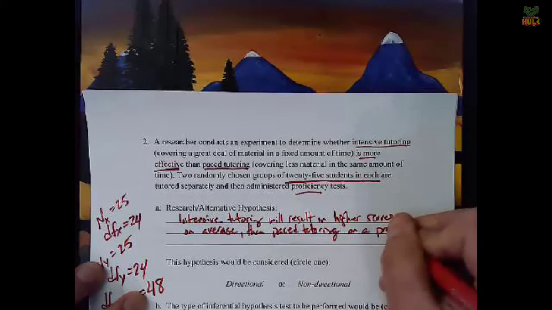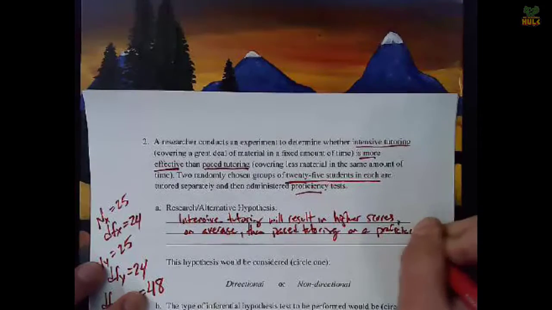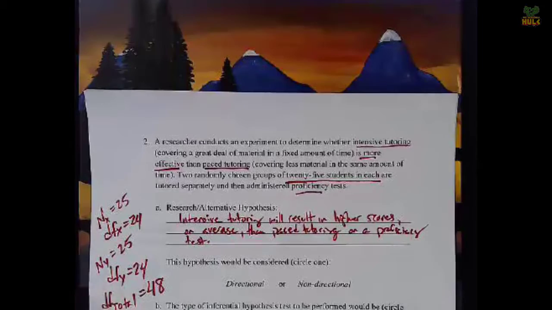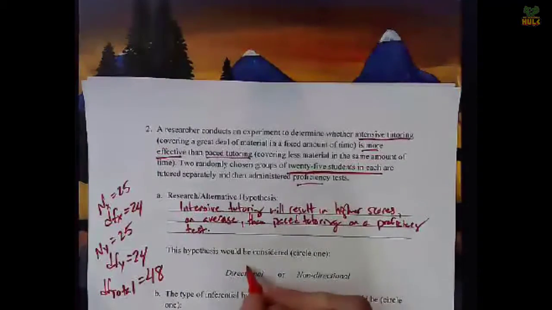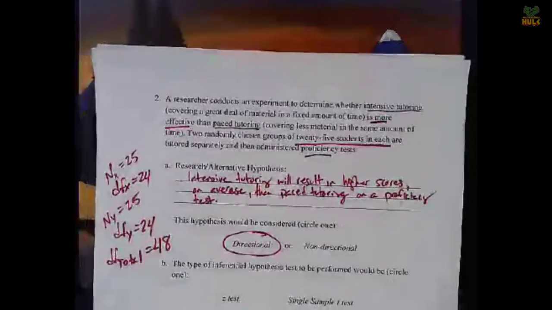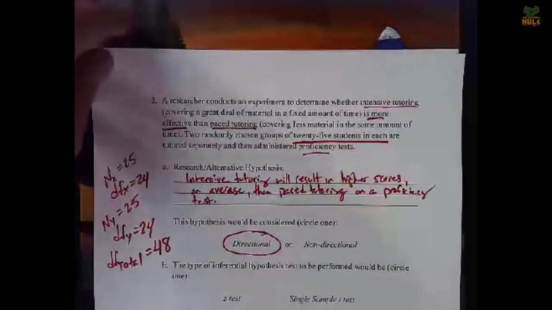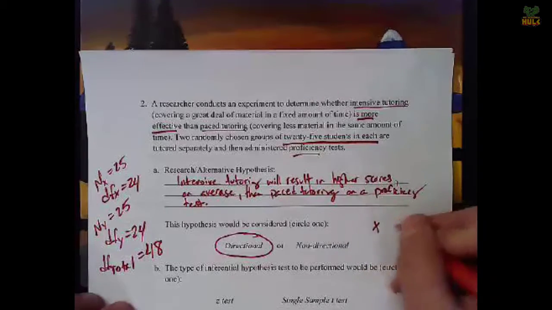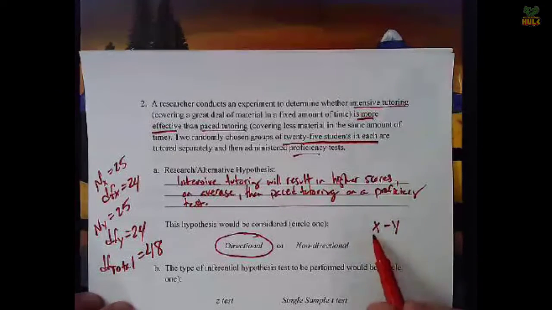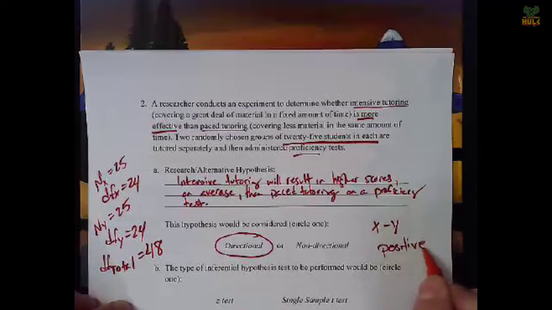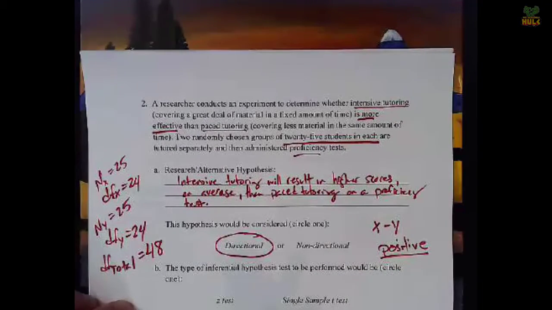On a proficiency test. Okay, so that is a directional hypothesis. What direction is it? Well, it's saying that intensive tutoring is going to be more effective, so higher scores, higher values, than paced tutoring, which means our x values will be higher than our y values, and our formula is set up as an x minus y, and that means we should have positive cutoff values, right? It should be on that side of the distribution.